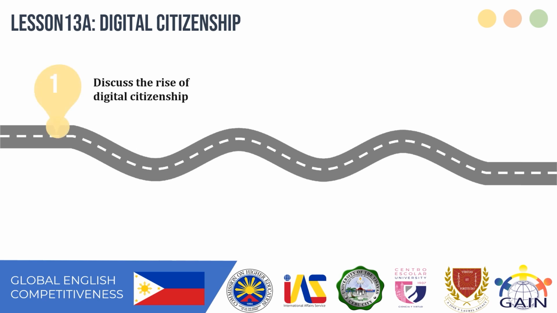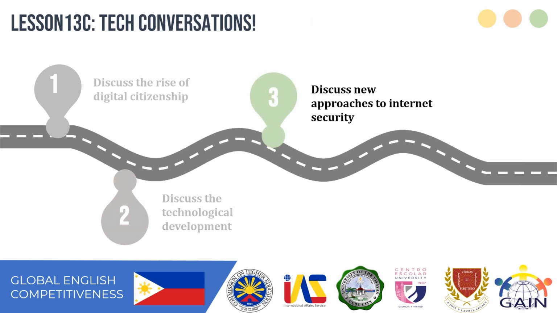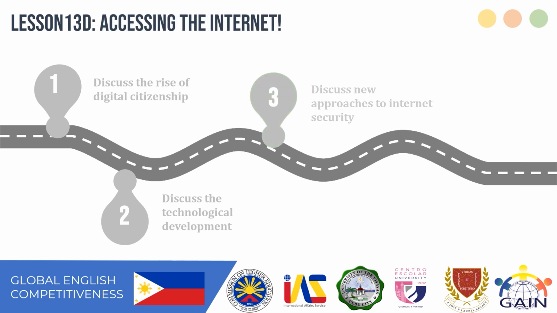As you can remember, we have already covered our first three can-do objectives. You've already discussed the rise of digital citizenship. You've also discussed the technological development. In the previous lesson, you've already discussed new approaches to internet security. This time, let's move on to our last can-do objective for this unit, to identify and synthesize news event details.